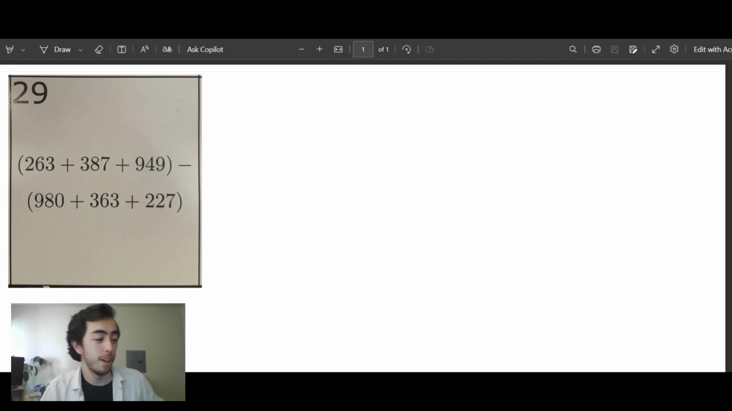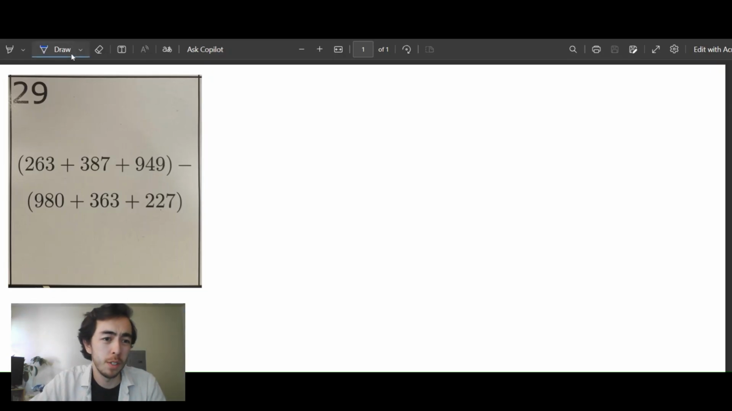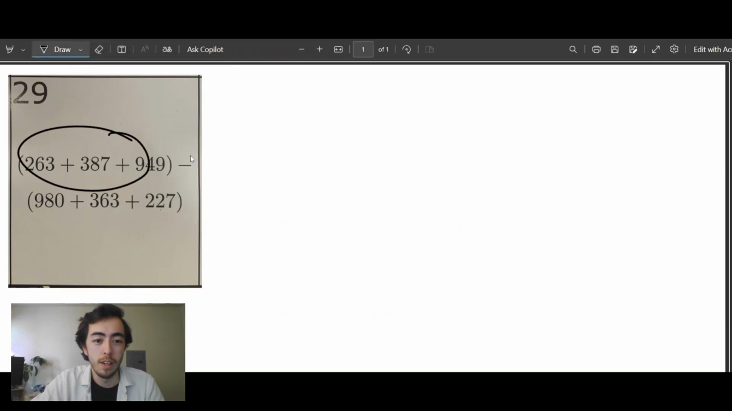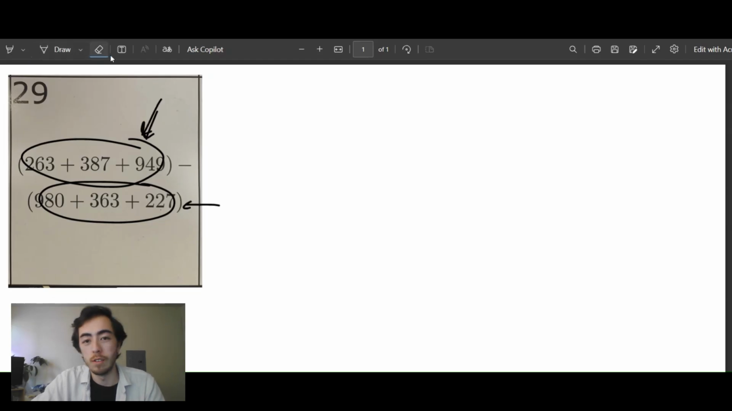It's April 29th, and we have problem number 119 from the Daily Epsilon calendar to solve. Today's problem just kind of looks like an arithmetic problem, right? We're just adding some stuff and then subtracting other stuff that we're adding. And so I think the normal way to solve this is just to add up all of these numbers, add up all of these numbers, and then subtract this one from that one, and then you should get 29.